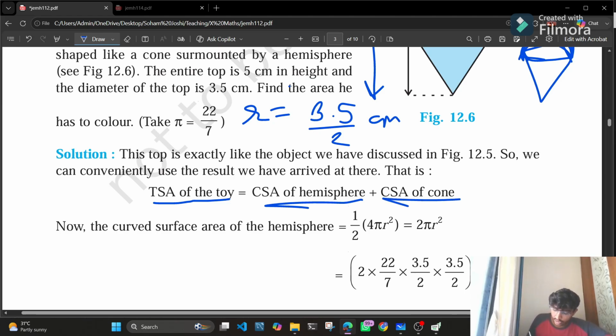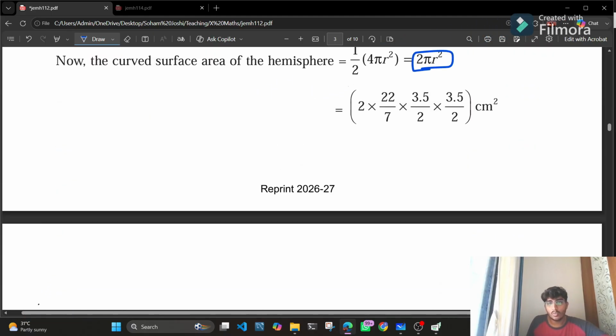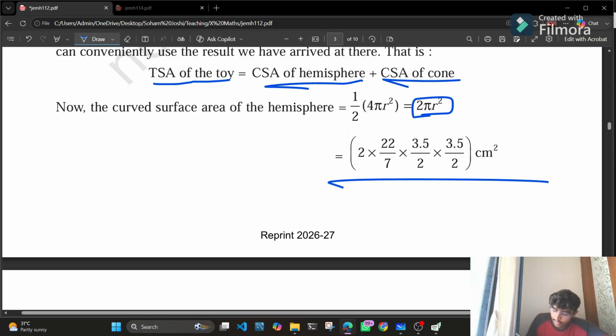Now the curved surface area of the hemisphere is equal to 2 pi r square. This is the formula. You need to learn all of these formulas. Substituting all the values, we get the curved surface area of the hemisphere as this, that is 2 into 22 by 7 into 3.5 upon 2 into 3.5 upon 2.